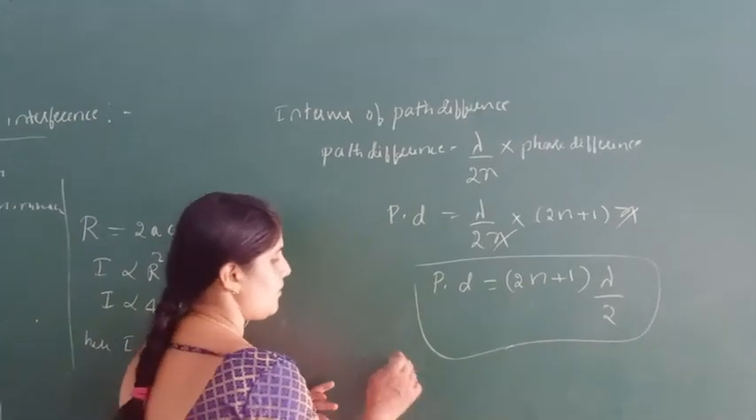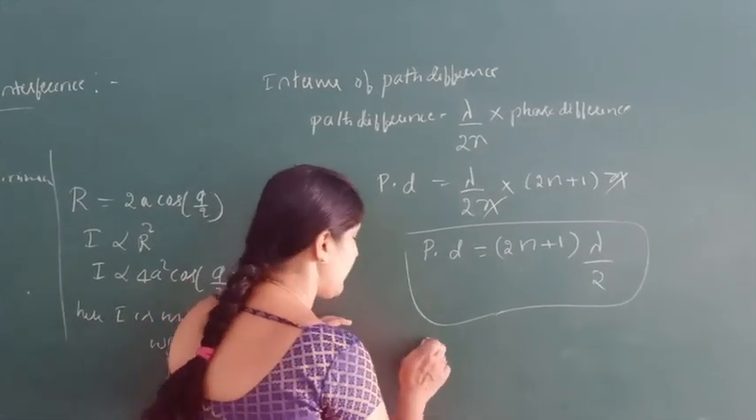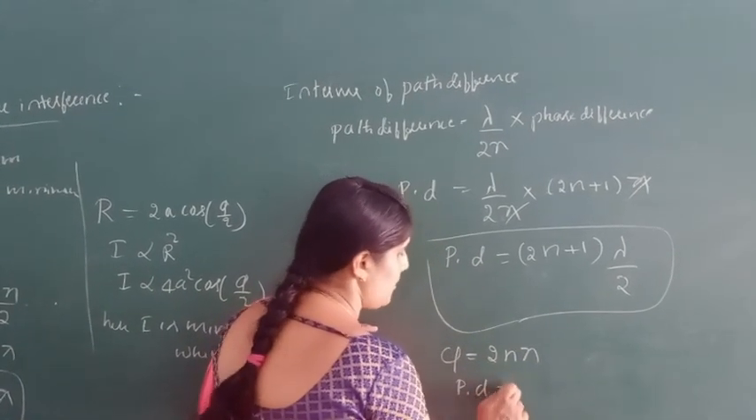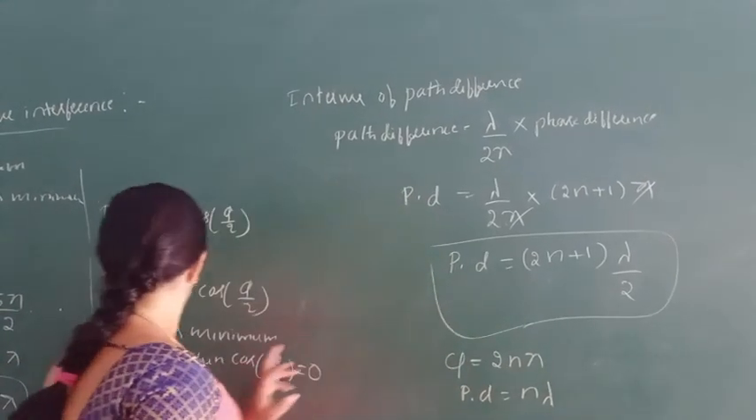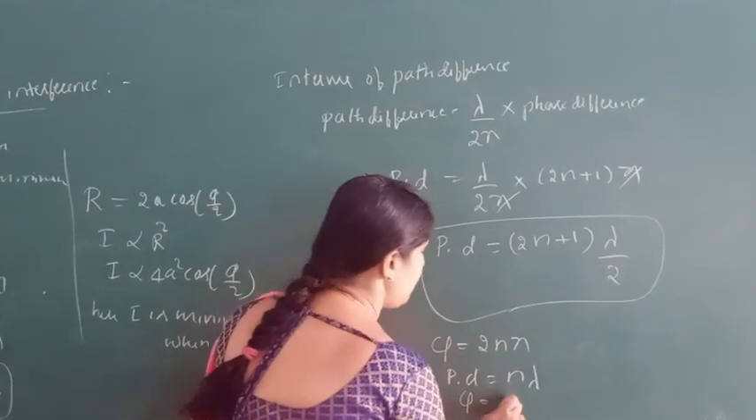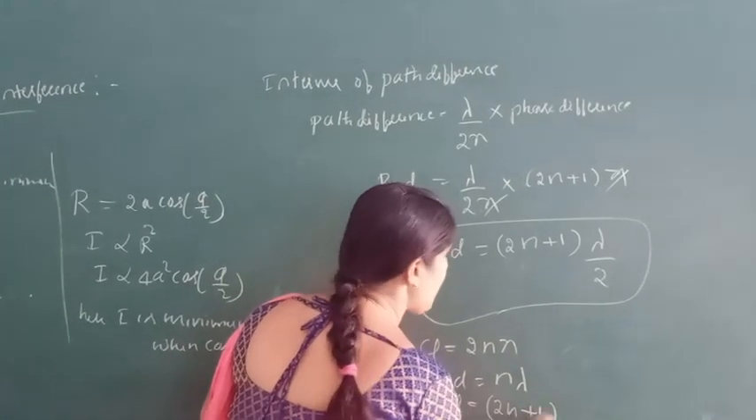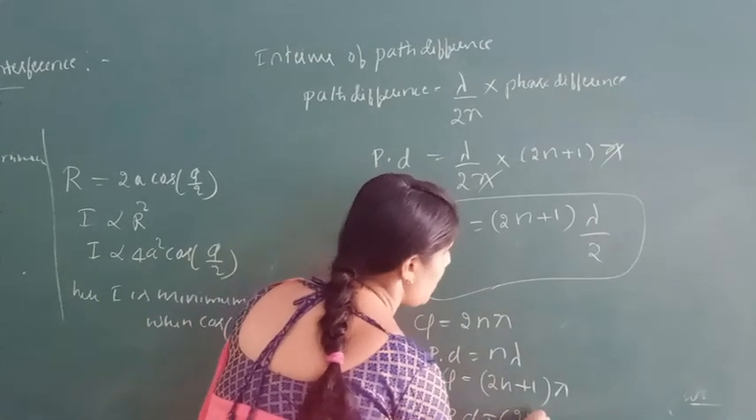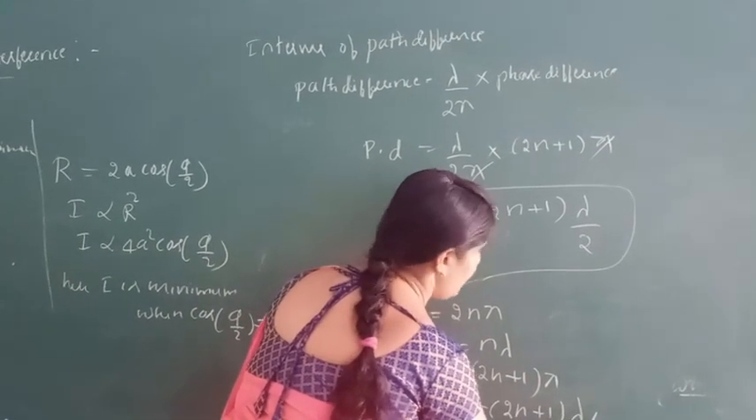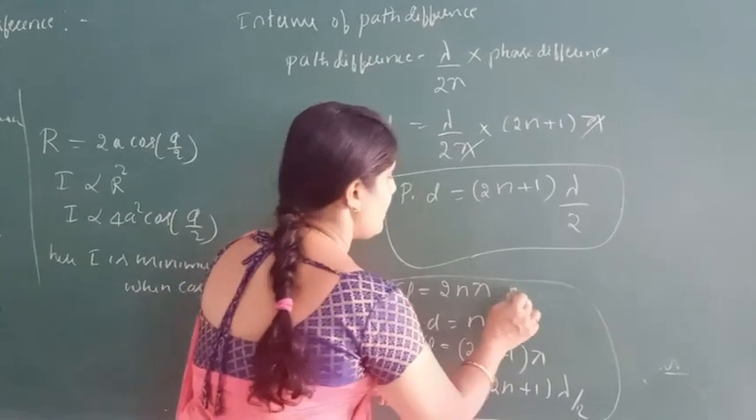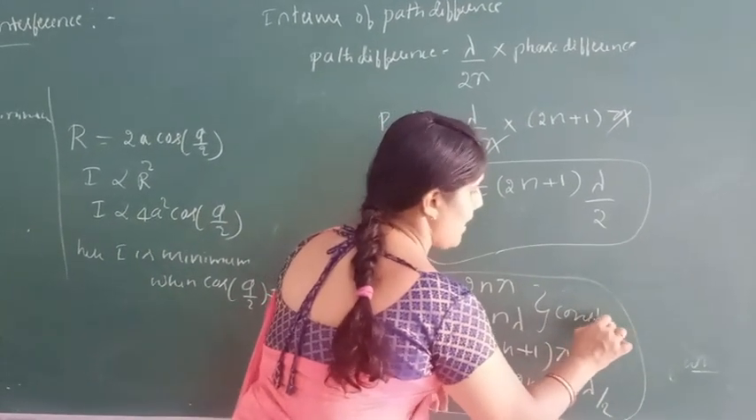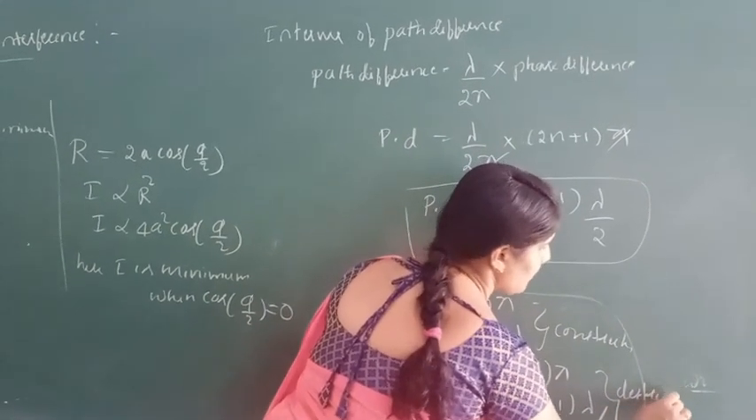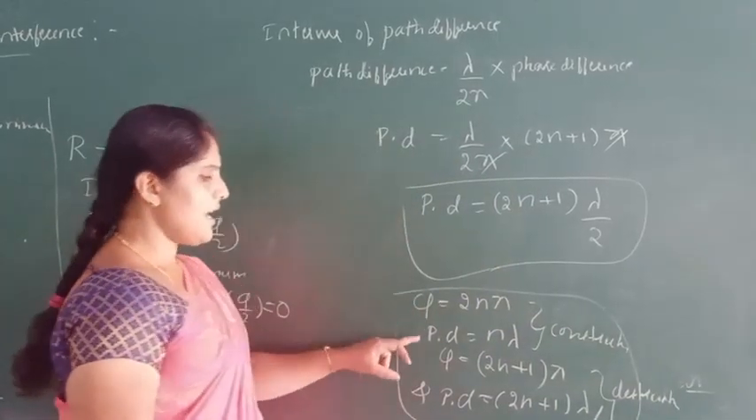We recall that for constructive interference, phase difference is equal to 2n pi and path difference is equal to n lambda. For destructive interference, phase difference is equal to (2n plus 1) into pi and path difference is equal to (2n plus 1) into lambda by 2. These are the conditions for constructive and destructive interference in terms of phase difference and path difference.